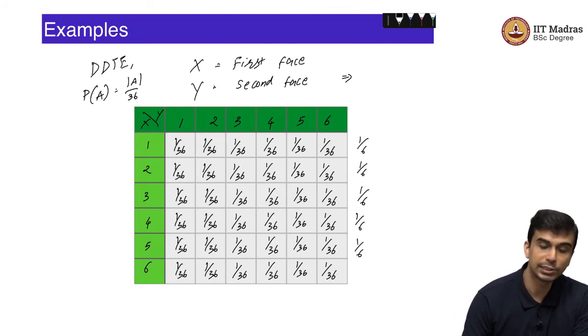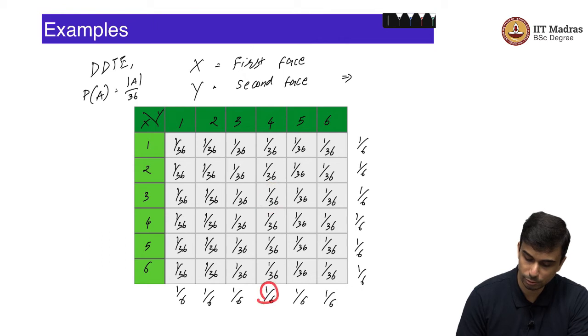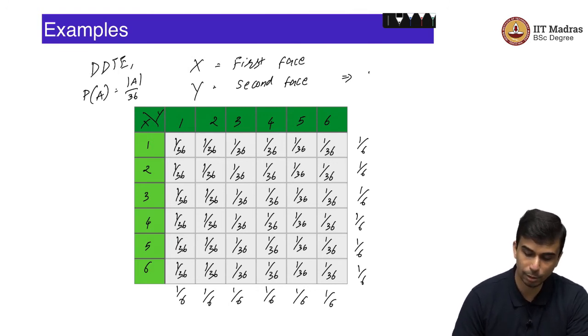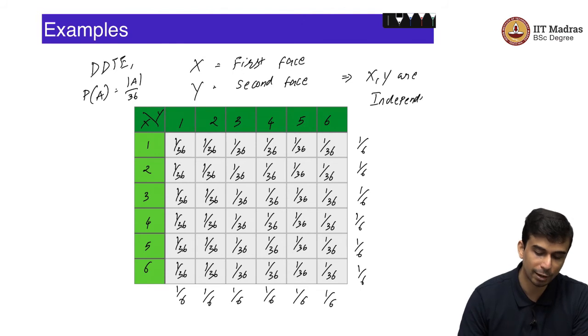And you can compute the marginals of x and y by row sums and column sums, which are 1 by 6 for each value. You can clearly see that to get any cell you can just multiply the row sum and column sum, and you get back that number. So, fxy of x comma y is exactly equal to fx of x into fy of y. So, x and y form a pair of independent random variables.